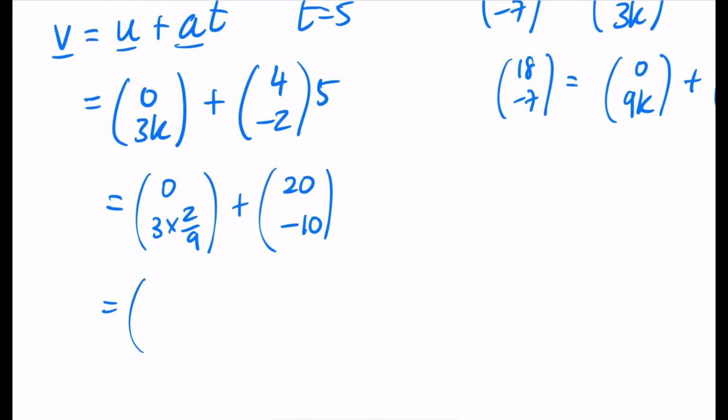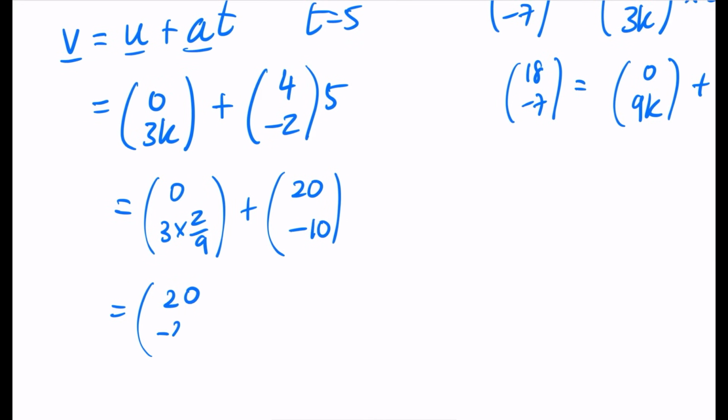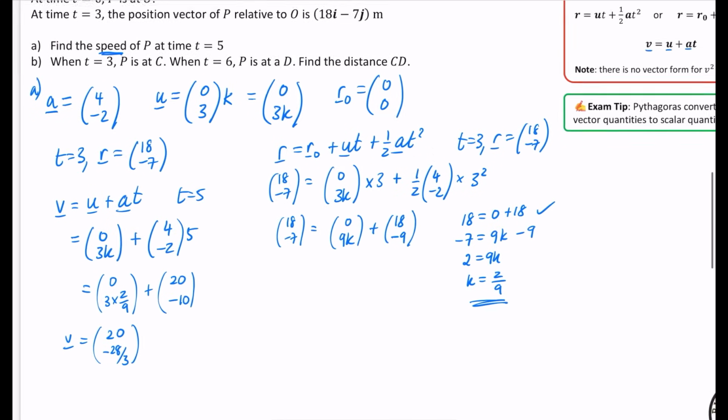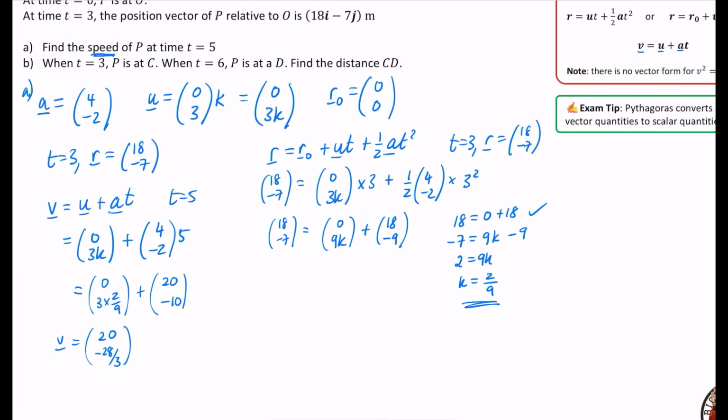So the velocity, when t is equal to 5, is 20, and 3 times 2/9 minus 10, that is minus 28 over 3. So now we know that when t is equal to 5, we have found out the velocity, but we don't want the velocity, we want the speed.